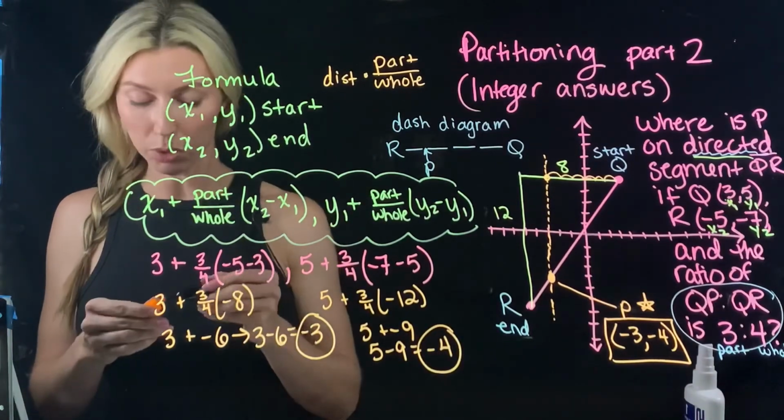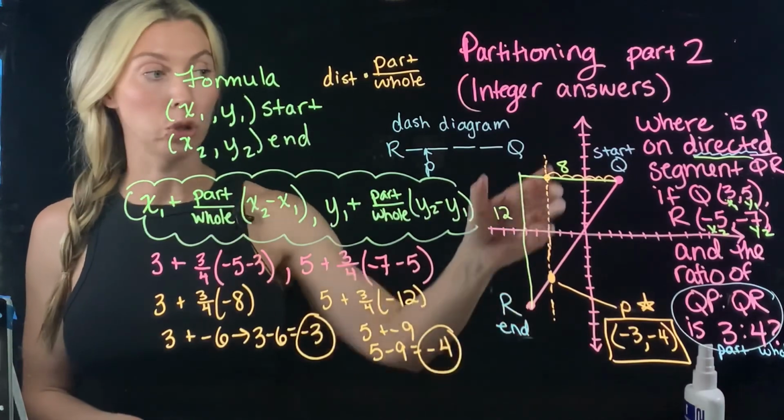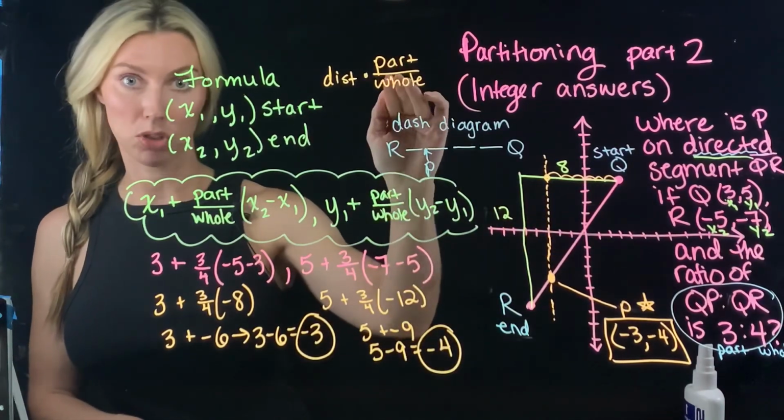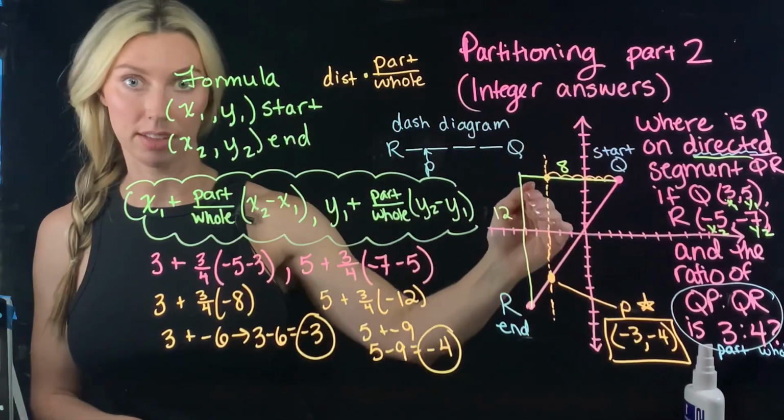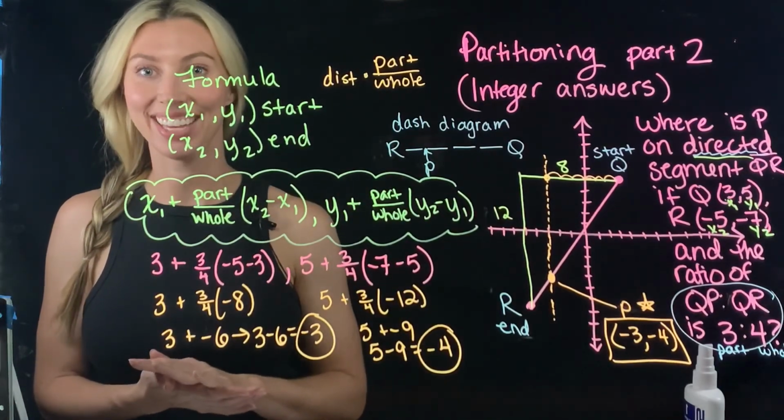So regardless of which way you try to solve it, whether you graph it out and use your distance times the part to whole ratio and then graph back your answer, or you just use the formula, they'll both work, and good luck.